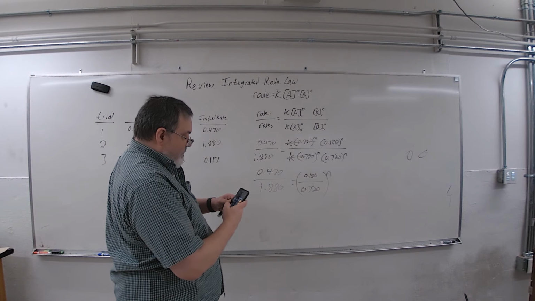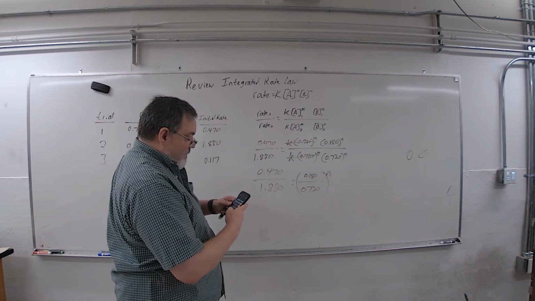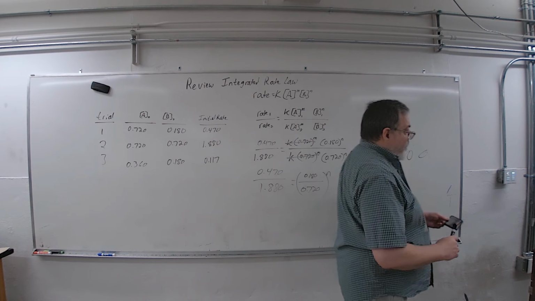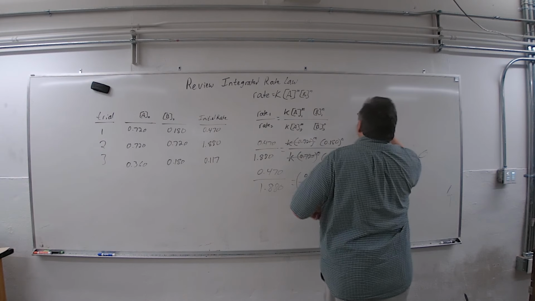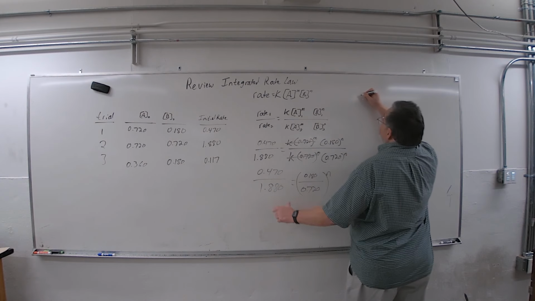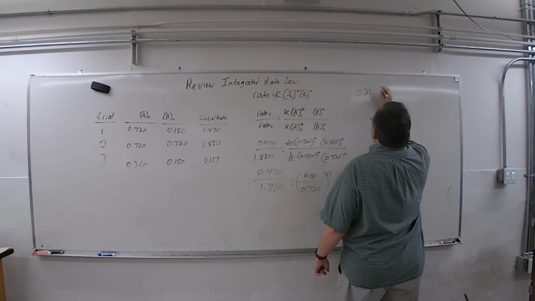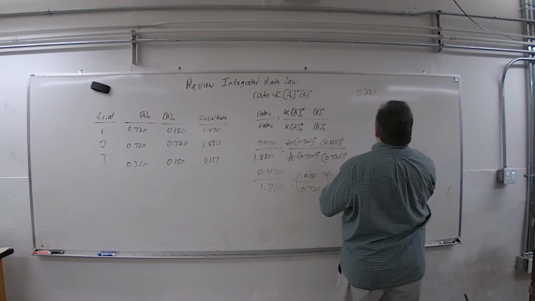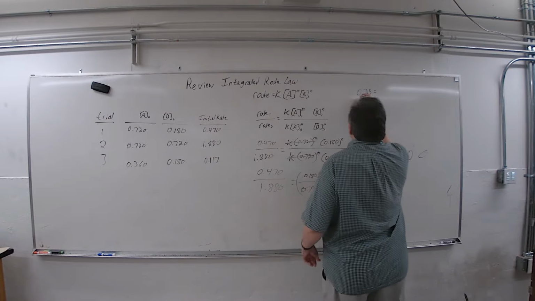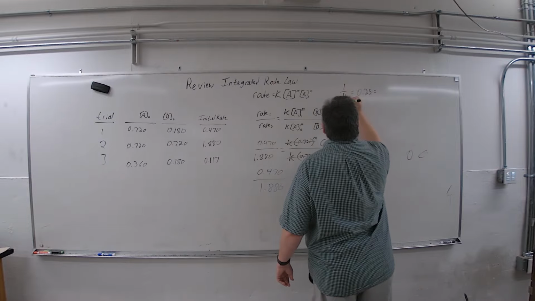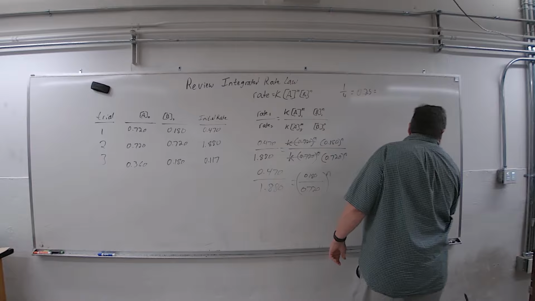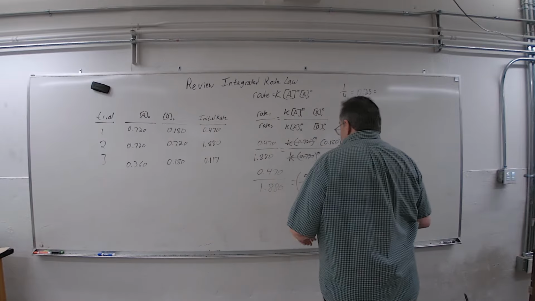0.470 divided by 1.880. We get 0.25. So this part is 0.25. If I wanted to write that as a fraction, though, what would I put? You can go 1 over 4 or 0.25. We'll see which one's more convenient.